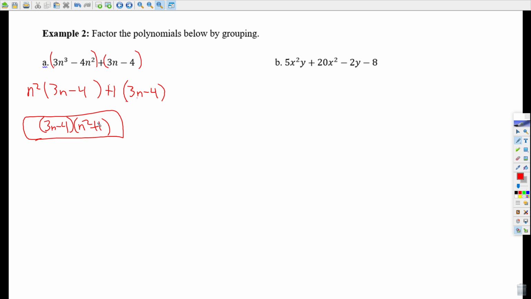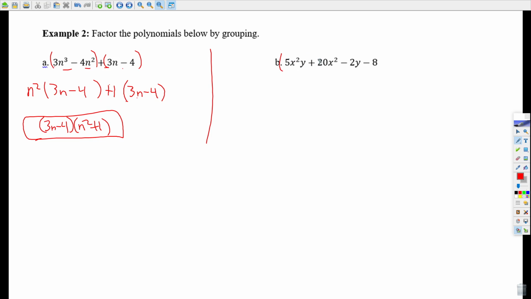Notice if you did not have the plus 1, if I crossed it out, and you distributed the n squared, you would only get 2 terms. You wouldn't get all 4 of these terms. So it's pretty important that you have that plus 1. That's what gives you 4 terms whenever you do the arches and distribute.